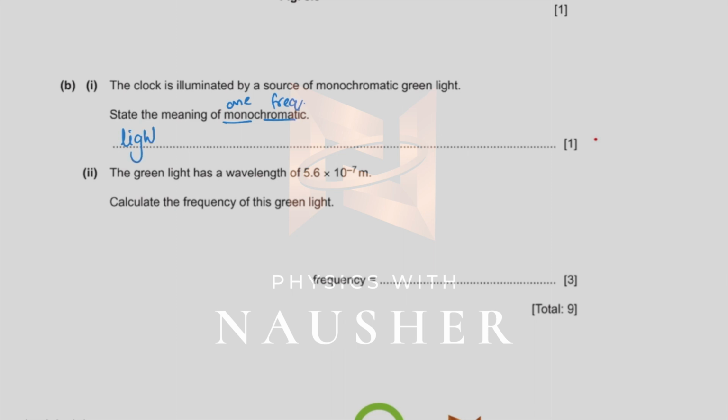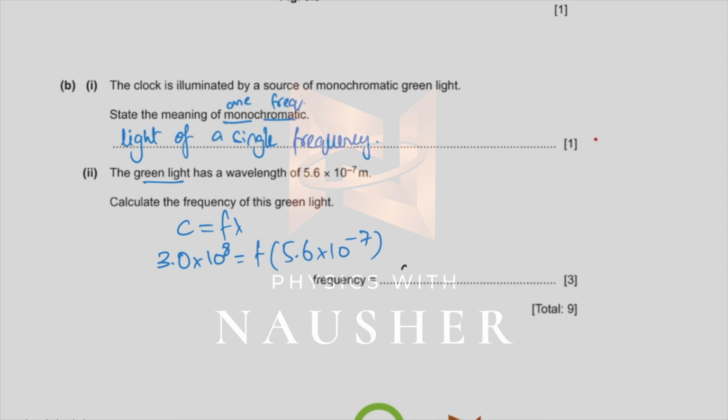Mono means one, frequency means color, so light of a single frequency. Then you have green light, c = fλ, where c is the speed of light. All colors travel at the speed of light, 3 × 10^8 = frequency × 5.6 × 10^-7, and you get the frequency as 5.4 × 10^14 hertz.